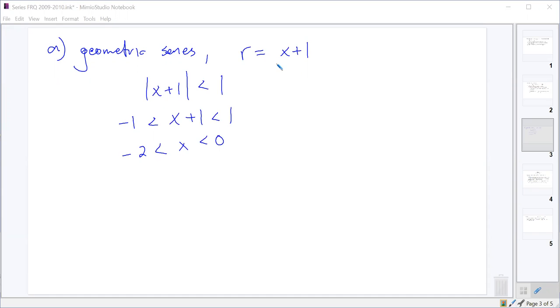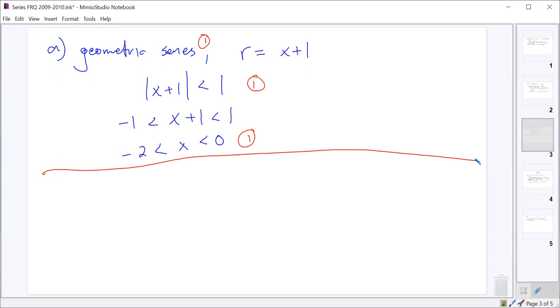So if you did it the geometric way, identifying that it was geometric was worth a point. Having this absolute value inequality was a point. And then getting that actual interval was the third point.